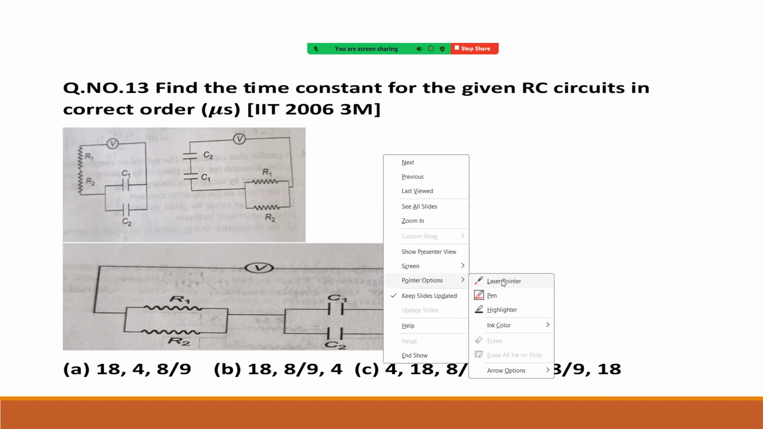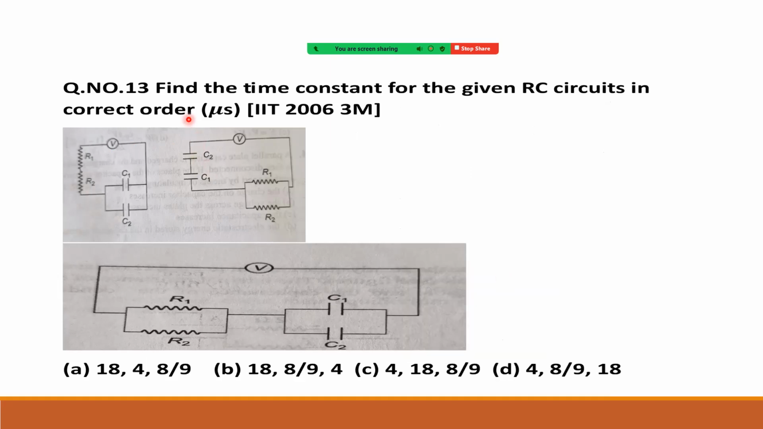Right. See the question. Find the time constant for the given RC circuits in correct order in microseconds. So this was asked for 3 marks in 2006. Right. See the first one. So here V stands for battery.